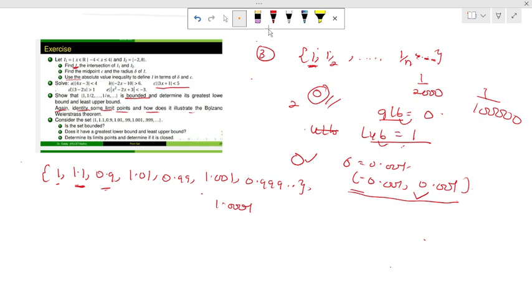You can see some of the bounds may be 2, it can be 5, because the least upper bound is what, 1.1. Then the greatest lower bound will be what, 0.9. Okay, and that is why it's asking, does it have a greatest lower bound and least upper bound? Yes. Least upper bound is 1.1, the biggest number in this set, though it's infinity. Then the greatest lower bound is 0.9, the smallest number. Now it says determine its limit point and determine if it is closed.